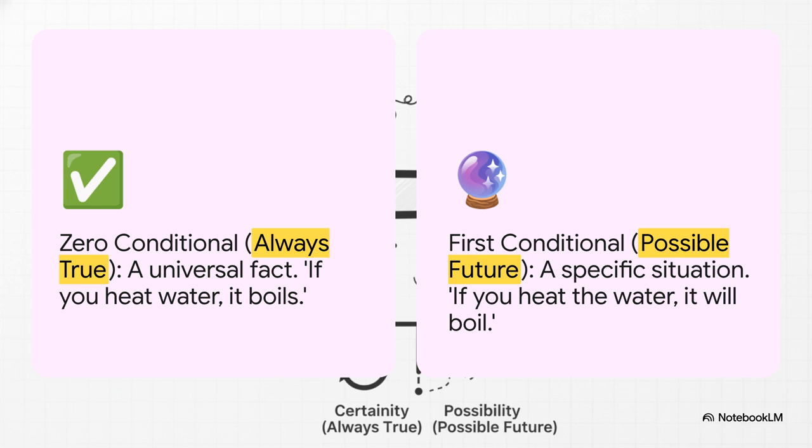Just look at the examples. If you heat water, it boils. That's a general scientific law. But if you heat the water, it will boil. That's talking about a specific pot of water right now and what will probably happen. So you see, it's a universal fact versus a specific possibility.